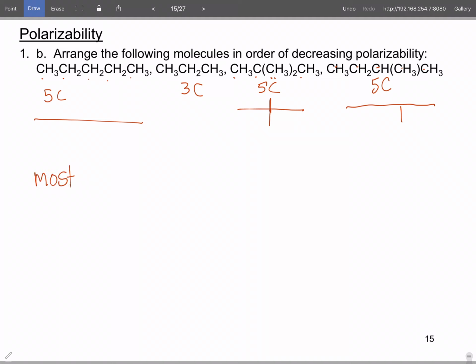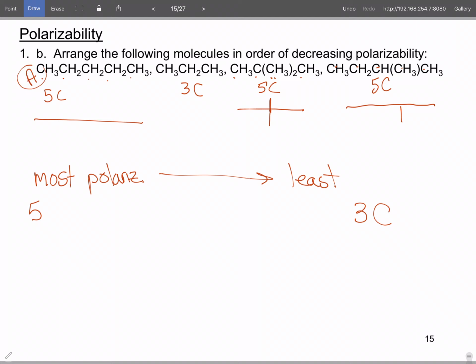So we're going to have most polarizable to the least. Okay, so if we're looking at this, polarizability increases with increasing size. So which one's the smallest? This one's easy. At least that end is the 3 carbon. So if we're looking at it, the most polarizable, if we look at the other ones, they all have 5 carbons.